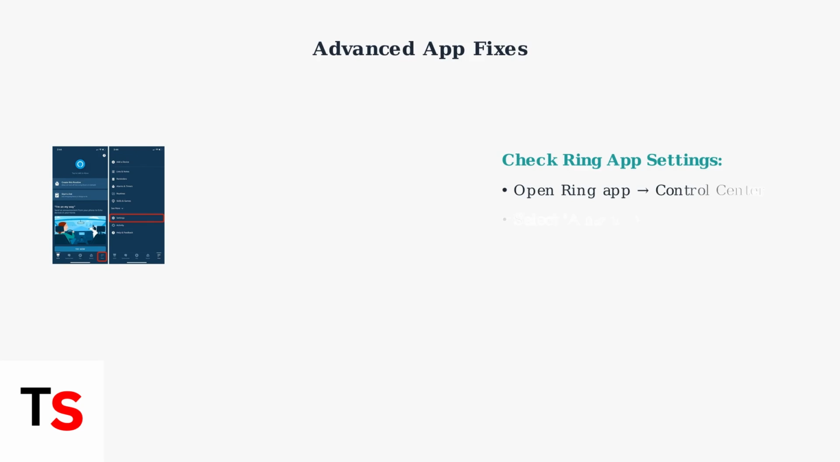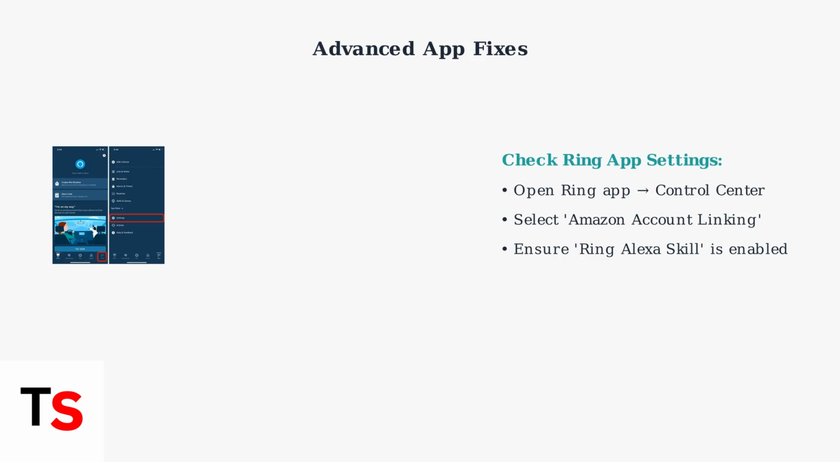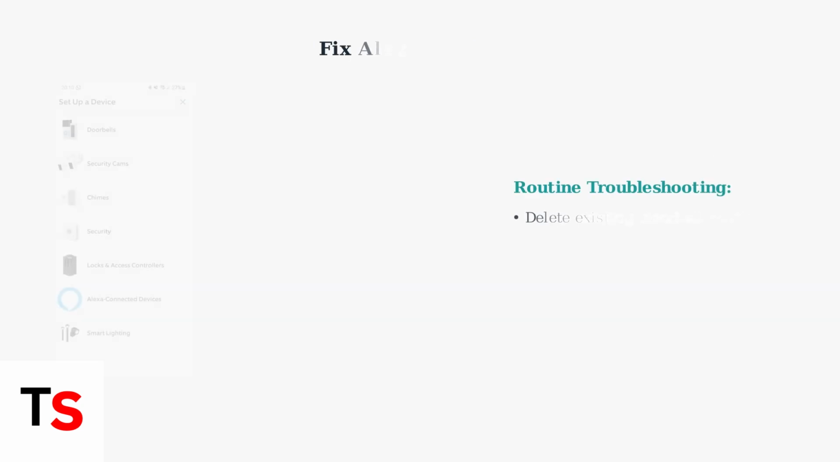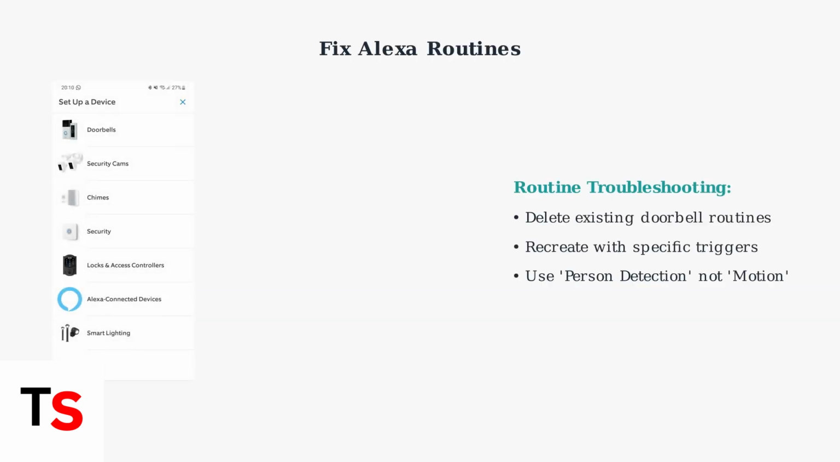Next, check the Ring app's control center. Navigate to Amazon account linking and verify that the Ring Alexa skill is properly enabled and connected to your Amazon account. Alexa routines can sometimes cause notification conflicts. Delete existing doorbell routines and recreate them, ensuring they trigger on the correct events like person detection rather than general motion.